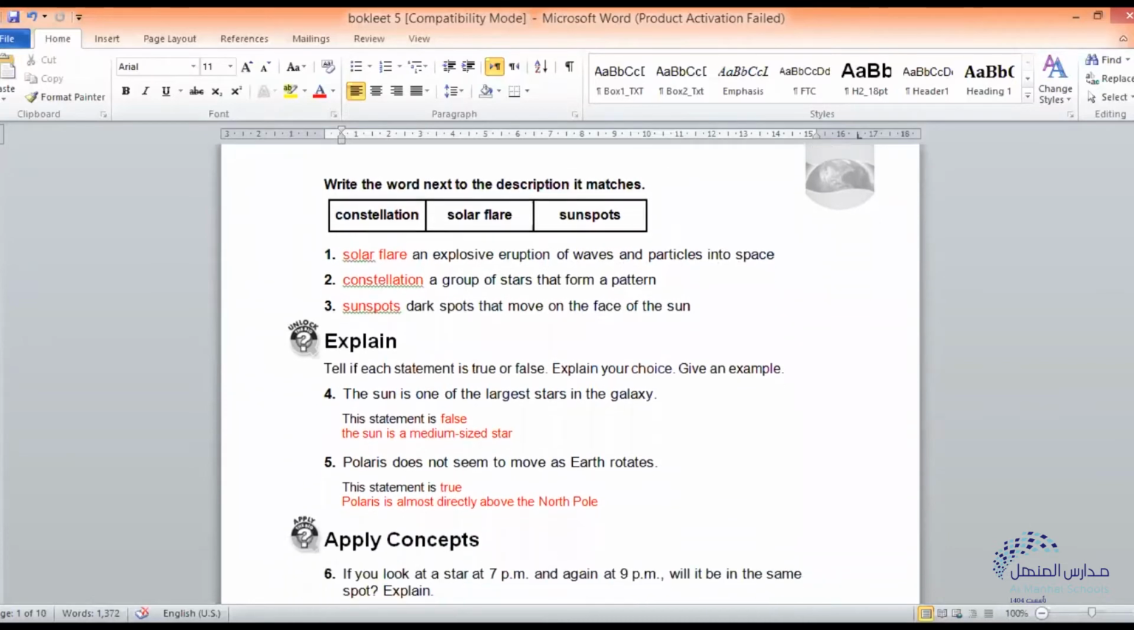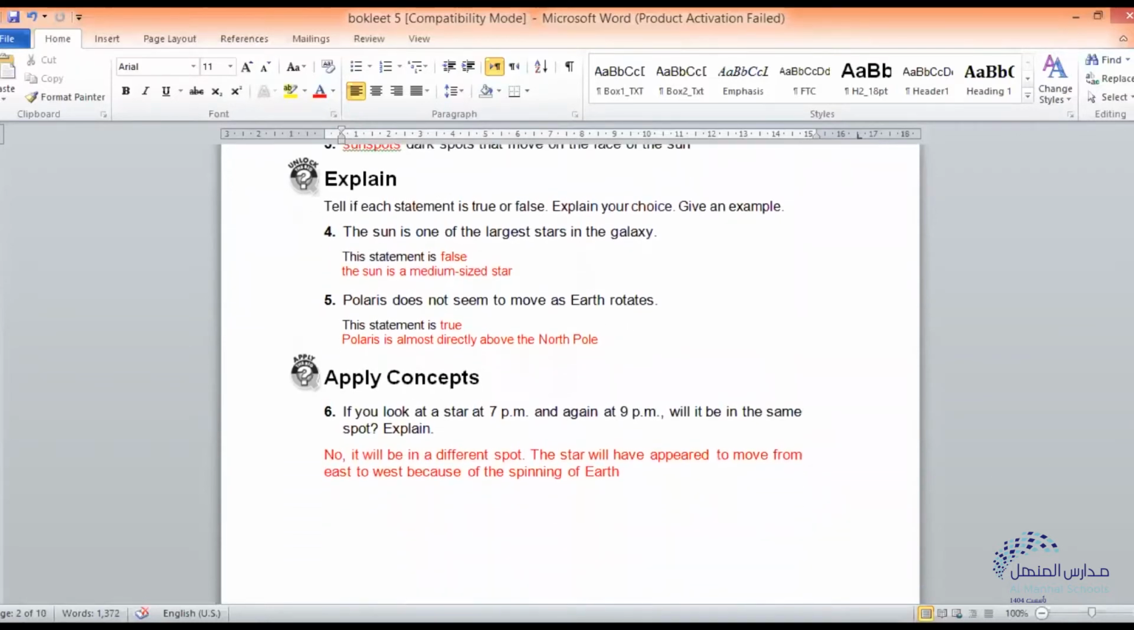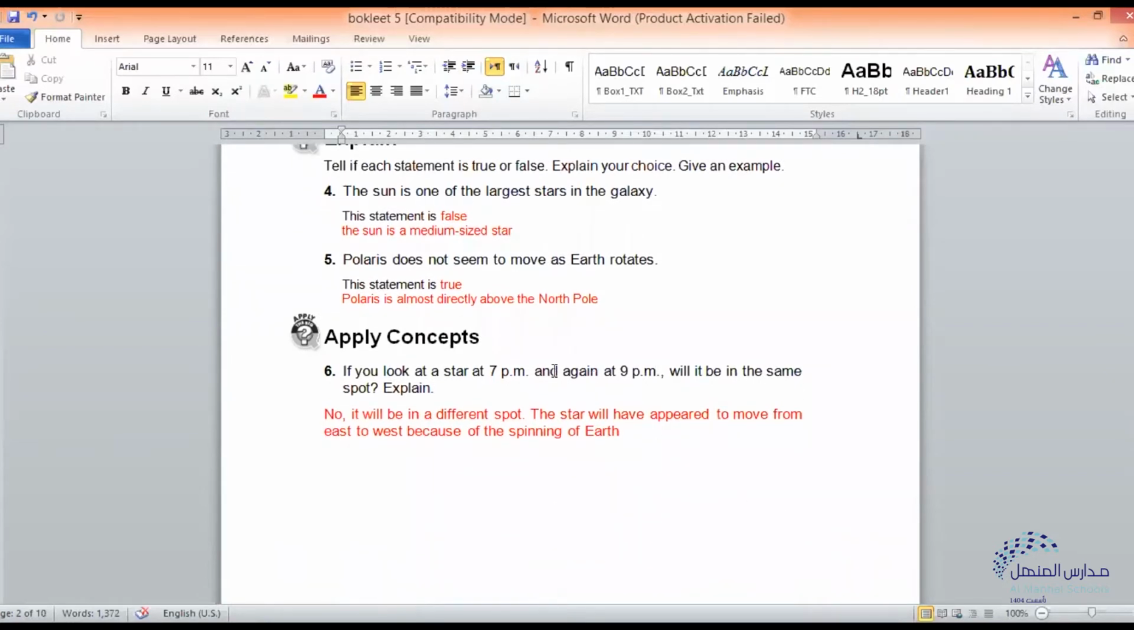Question number 4. The sun is one of the largest stars in the galaxy. The statement is false. The sun is a medium-sized star. Polaris does not seem to move as Earth rotates. Yes, it's true. It's always above the North Pole. If you look at the star at 7 p.m. and again at 9 p.m., will it be in the same spot? Explain. No, it will be different because Earth's axis is tilting while it's spinning around itself.